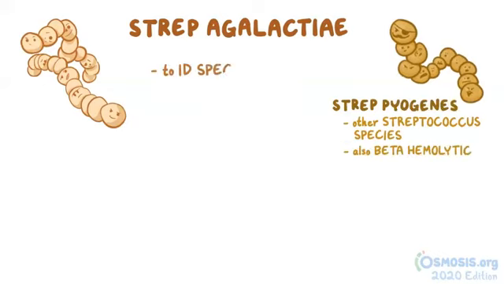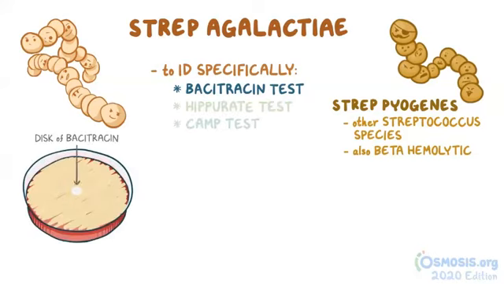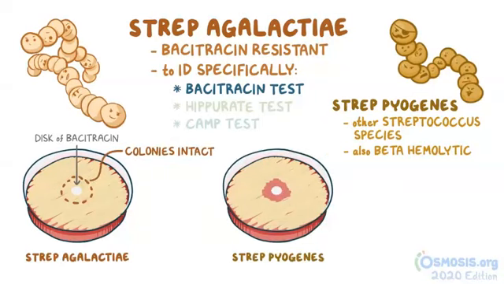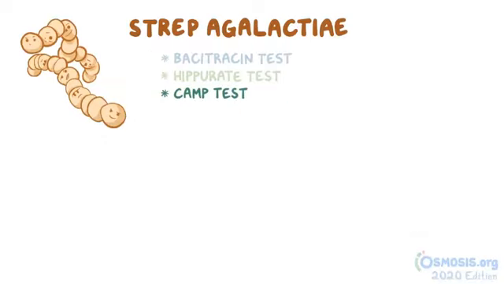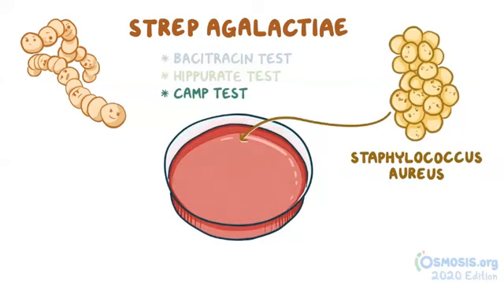So to identify Strep agalactiae specifically, the bacitracin test, the hippurate test, or the CAMP test can be done. With the bacitracin test, a disc of bacitracin is added to the blood agar. Strep agalactiae is bacitracin resistant, so the colonies remain intact, whereas Strep pyogenes is bacitracin sensitive, so the colonies die off. With the CAMP test, Strep agalactiae is grown with Staphylococcus aureus on the same blood agar.